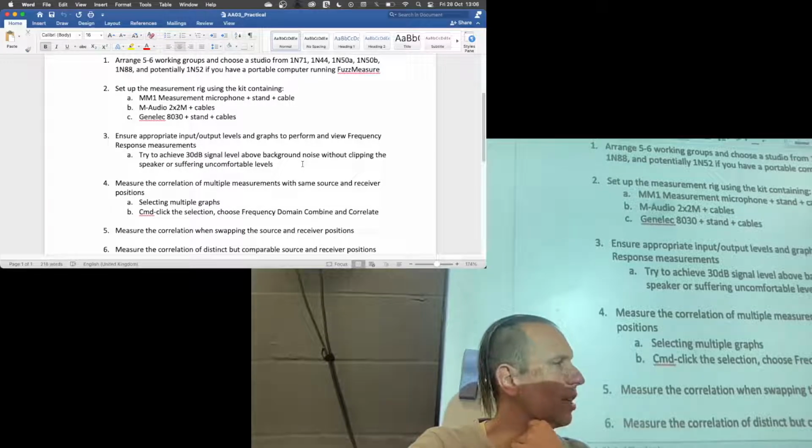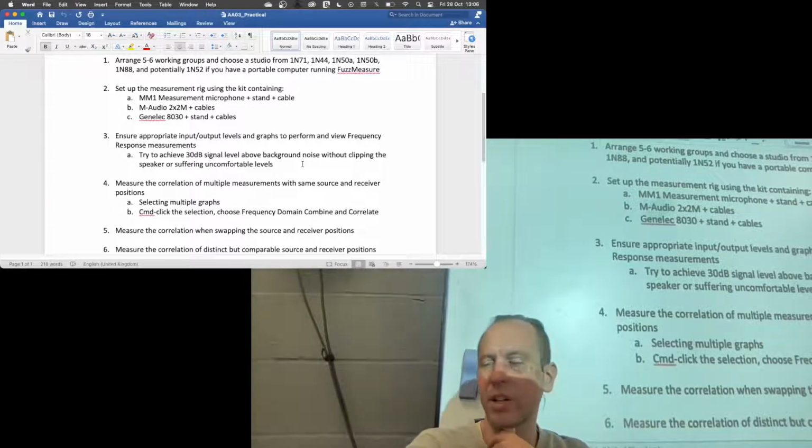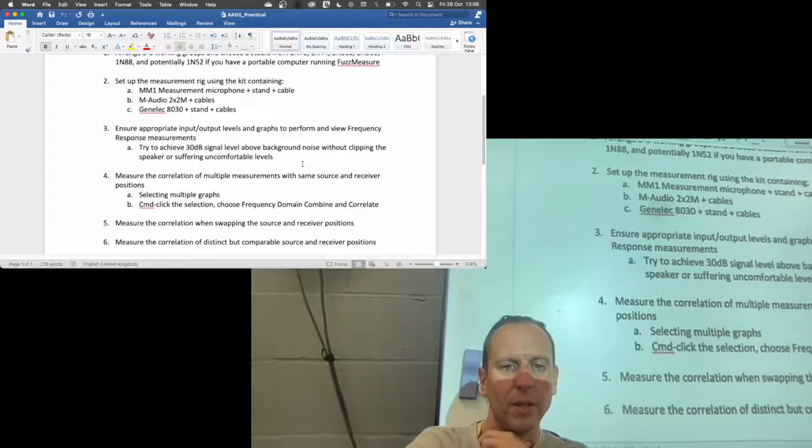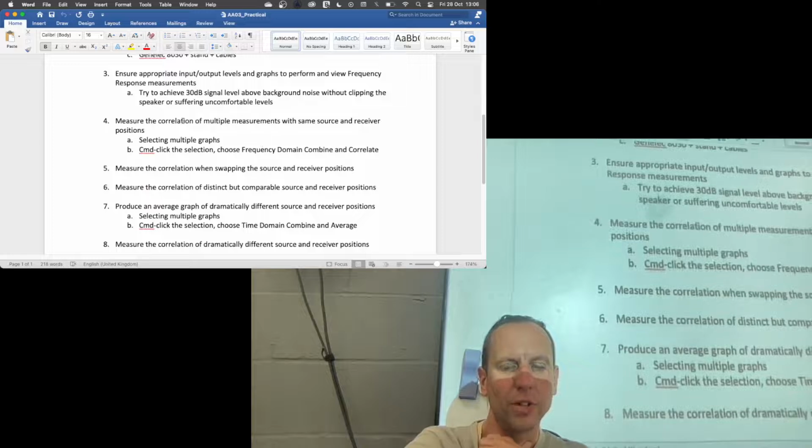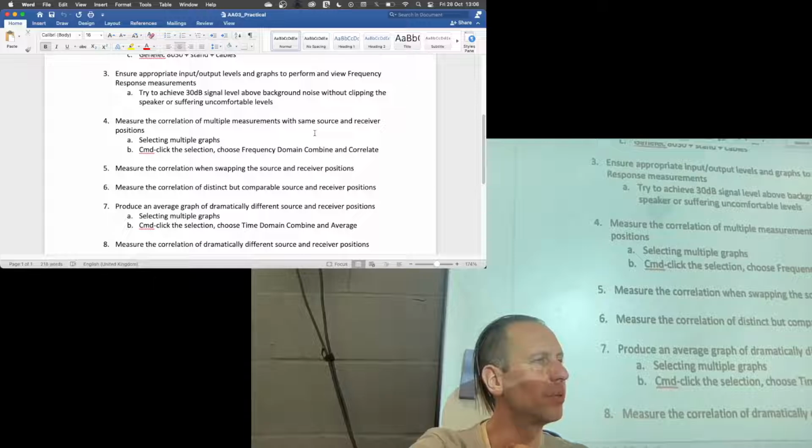In terms of the setup, I guess everything is clear. We're going to be using this setup throughout, except one or two occasions again with SPL meters. So the first thing that was of interest is to measure the correlation of multiple measurements with the same source and receiver positions. What was the thing we found when we did multiple measurements with the same positions?